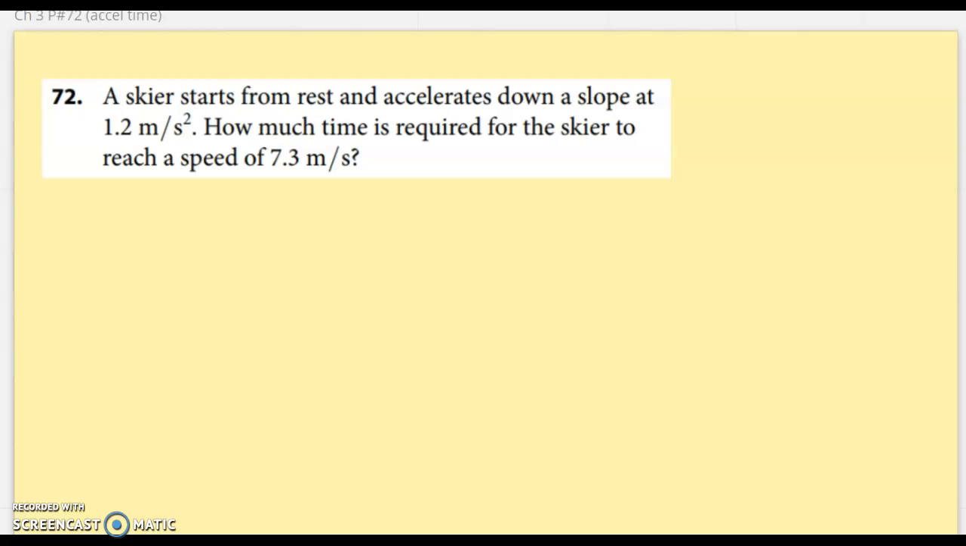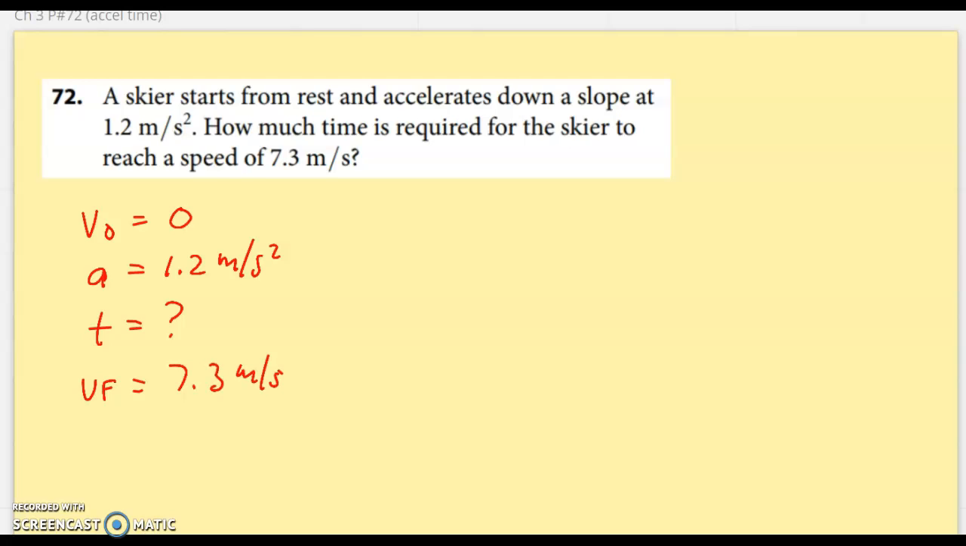72 has a skier starting from rest, so initial velocity of 0, accelerating down a slope at 1.2 meters per second squared. They don't tell you that that's the acceleration, but the unit's a tip-off that it is an acceleration. How much time is required for the skier to reach a speed of 7.3 meters per second? Now, you might be tempted to make everything negative because it's down the slope. But since everything's down the slope in the same direction, I'm just going to call that down the slope direction. I'm going to call that the positive direction. If that bothers you, it's okay. Go ahead and make that negative, and you just make these numbers negative.